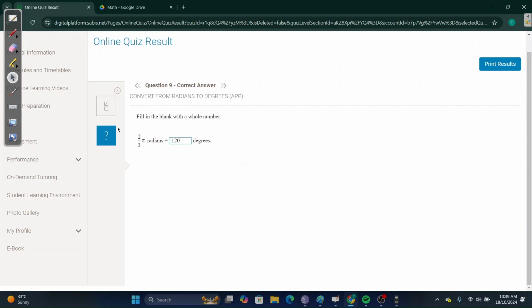Now question 9. 2 over 3 pi radians is equal to how many degrees? So 2 over 3 pi radians is equal to 57.3 times 2 over 3 pi degrees. So 2 over 3 pi. 57 point. If you want to memorize 57.295, by the way, you can. It will give you a more precise answer, but take it as 57.3.